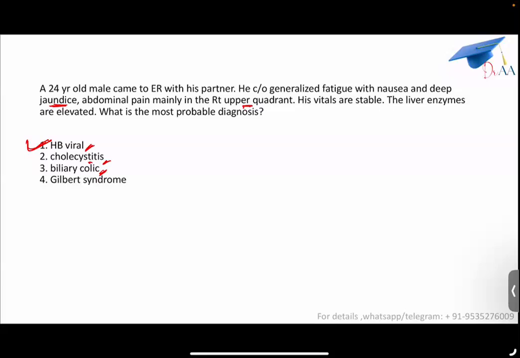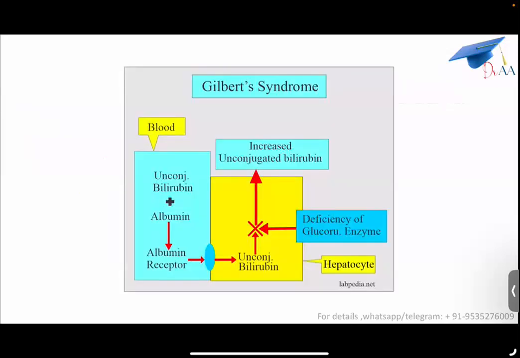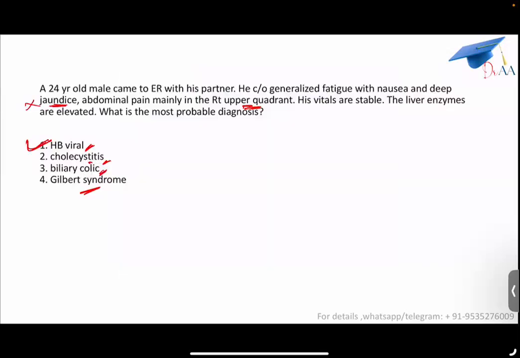Biliary colic is just a pain. It doesn't cause any abnormalities. It presents with abdominal pain, but it doesn't present with any fever or jaundice. Gilbert syndrome is a congenital abnormality. Its presentation is not like that. In Gilbert syndrome, there is a deficiency of an enzyme which prevents the conversion of unconjugated bilirubin to conjugated bilirubin. It's a congenital abnormality. They'll not test you on Gilbert syndrome.